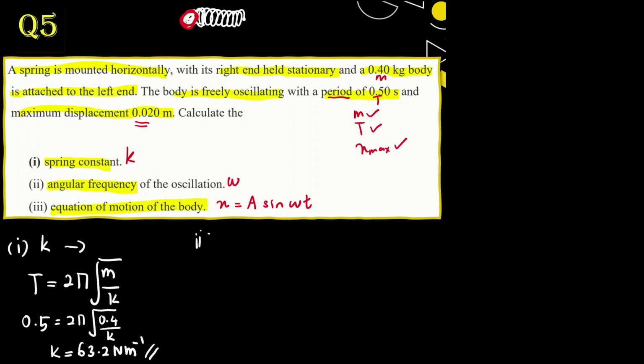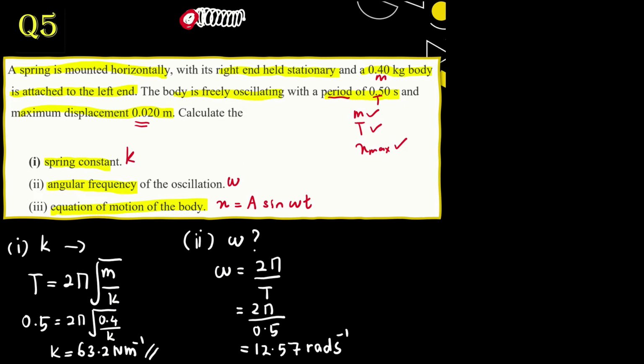And number 2, we want to find the omega. So omega can be found from the equation omega is equal to 2 pi over period. So we have the period, so it's 2 pi over 0.5, and your omega is equal to 12.57 radian per second. This is the unit for omega.